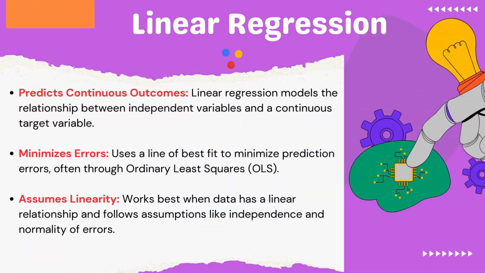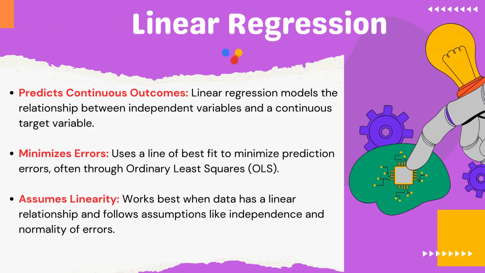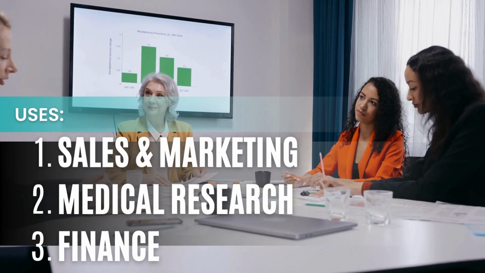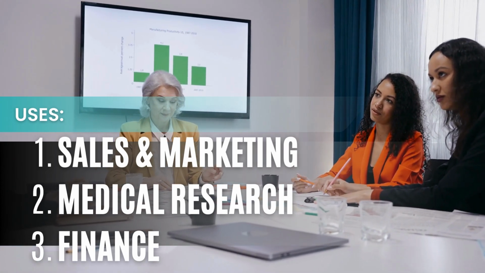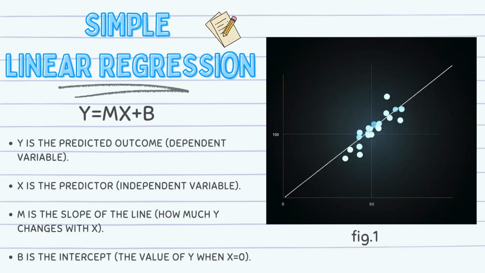Linear regression is one of the foundational techniques in machine learning and statistics. It's a method used to model the relationship between two variables. This is valuable across fields, from predicting sales trends in marketing to forecasting health outcomes in medical research. Let's start with a quick overview of linear regression.